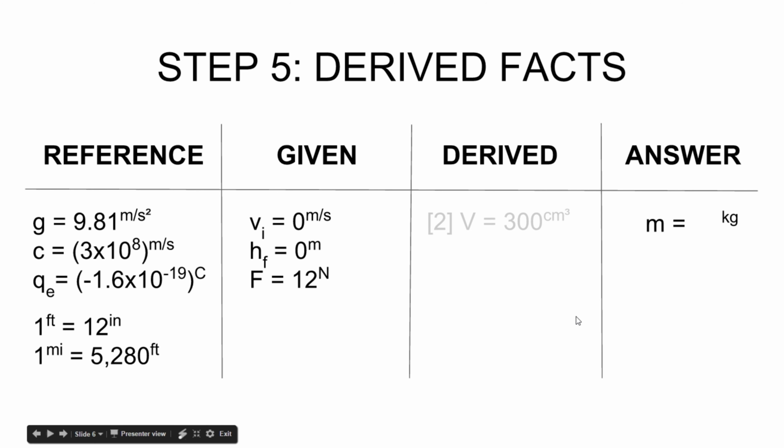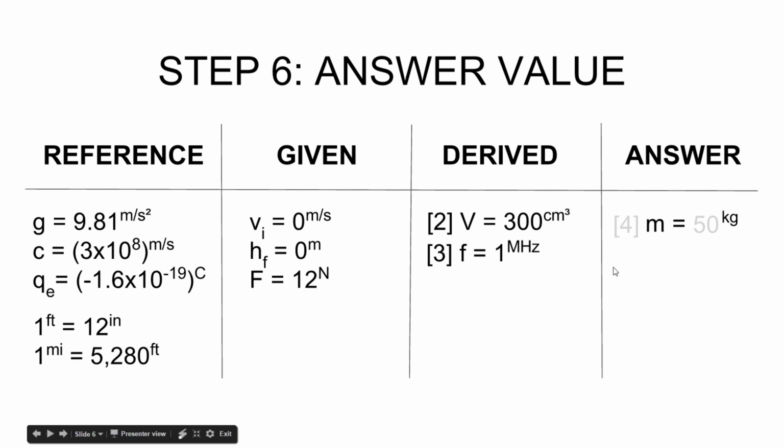Write your derived facts in the derived column, and write down the train of thought in which you got this result. Step 6 is to write in the answer value.